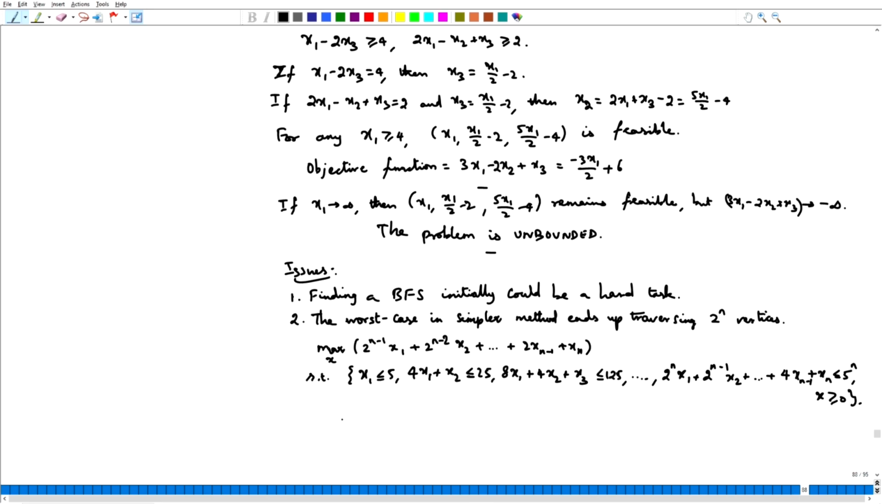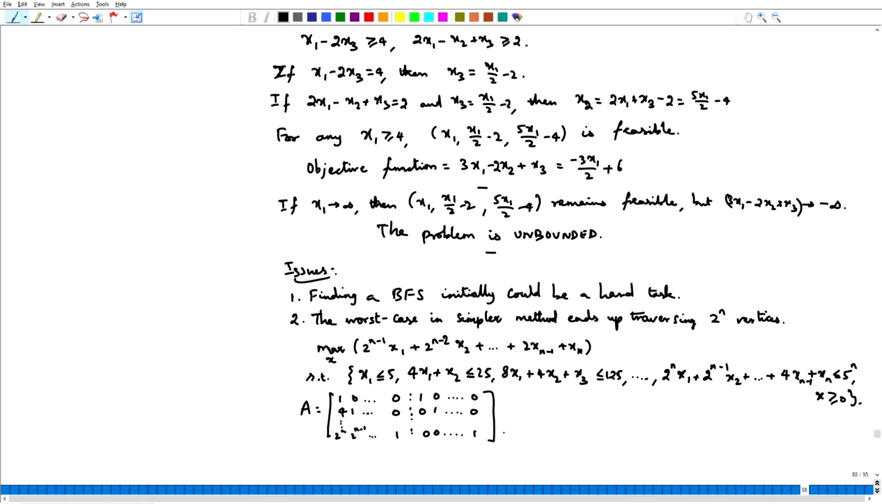you will have n constraints, so you will have n slack variables. So you have 2n variables, and A will be quite large. The first row will be 1 0 0 0, and this will also be 1 0 0 0, the second one is 4 1 0 0 0, and this will be 0 1 0 0 0 and so on until 2 power n minus 1 dot dot dot 4 and 1, and this will be 0 0 0 and 1.